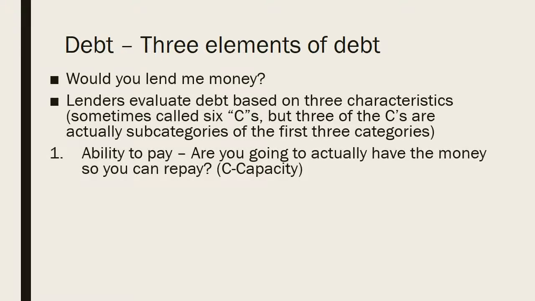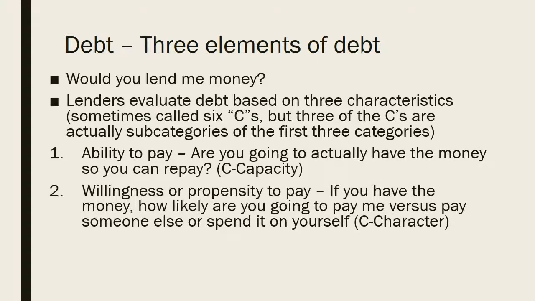The first is the ability to pay. So, am I going to actually have the money in the future to pay you back? This is called the C of capacity. The second is the willingness or propensity to pay. So, if I have this money in the future, am I going to pay you back? Or am I going to blow it all on a lot of Sour Patch Kids? That is a reflection of my character.